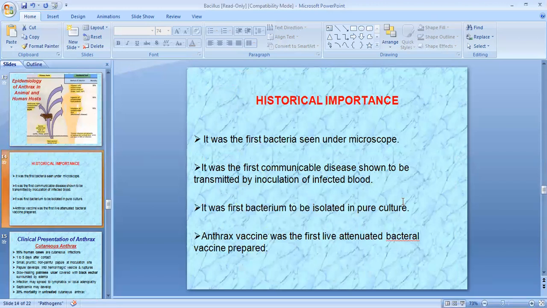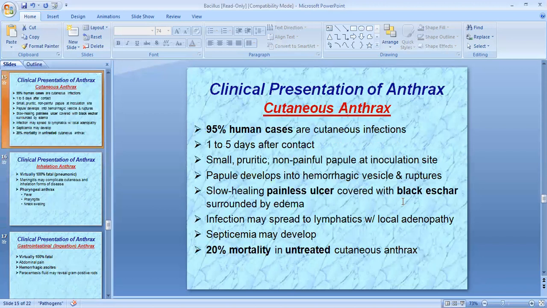The historical importance of Bacillus anthracis is very great, as it was the first bacteria seen under the microscope. It was the first communicable disease shown to be transmitted by inoculation of infected blood. It was the first bacterium to be isolated in pure culture. And the anthrax vaccine was the first live attenuated bacterial vaccine prepared.